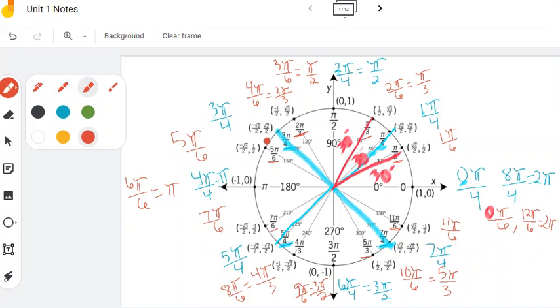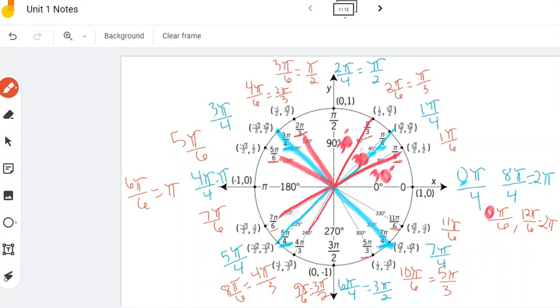So all of these red angles, the 30s and the 60s in each quadrant, have a denominator of 6, and you're counting from 0, 1, 2, 3, 4, 5, 6, 7, 8, 9, 10, 11 to 12. But you just have to make sure to simplify those fractions.